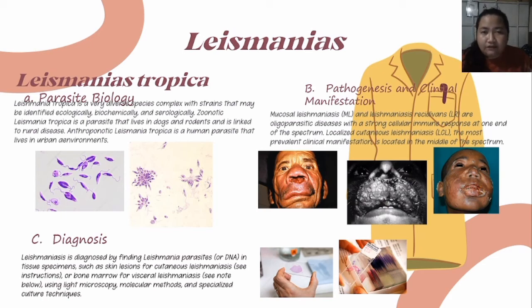Pathogenesis and clinical manifestation. Mucosal leishmaniasis and leishmaniasis recidivans are oligoparasitic diseases with a strong cellular immune response at one end of the spectrum. Localized cutaneous leishmaniasis, the most prevalent clinical manifestation, is located in the middle of the spectrum.